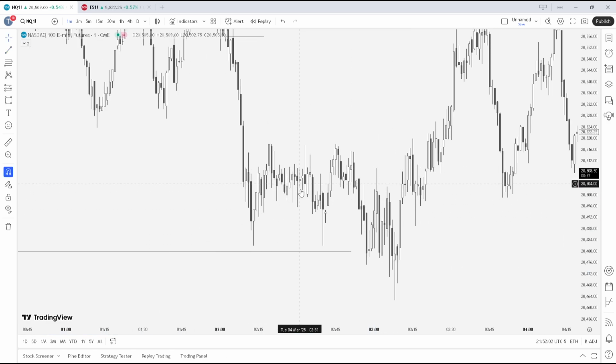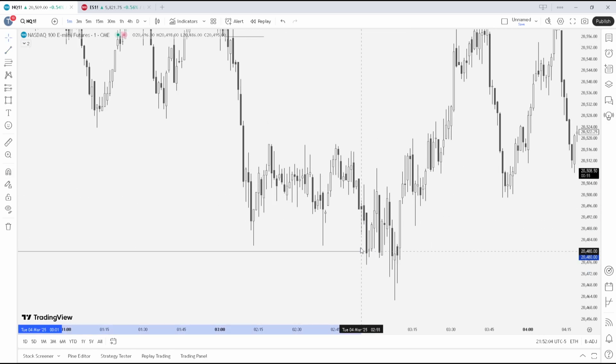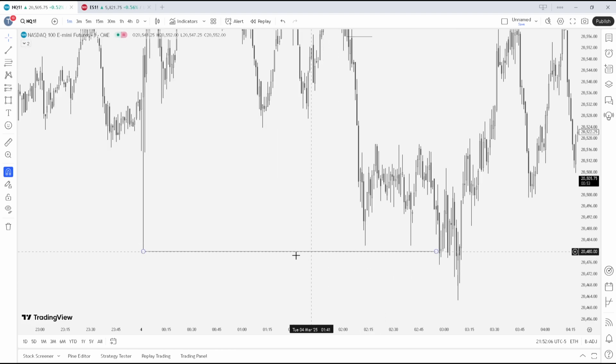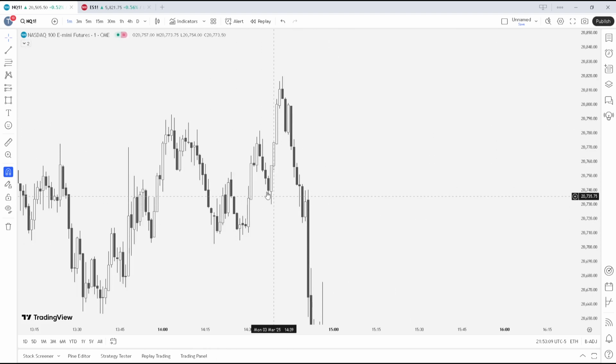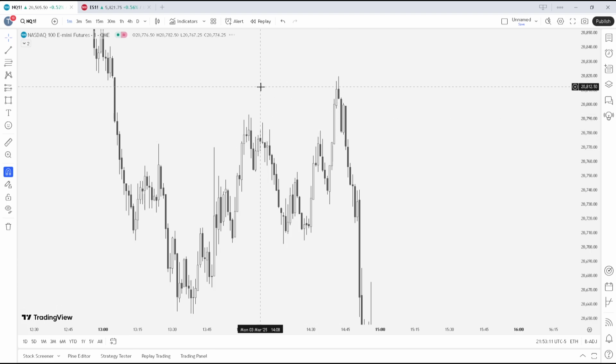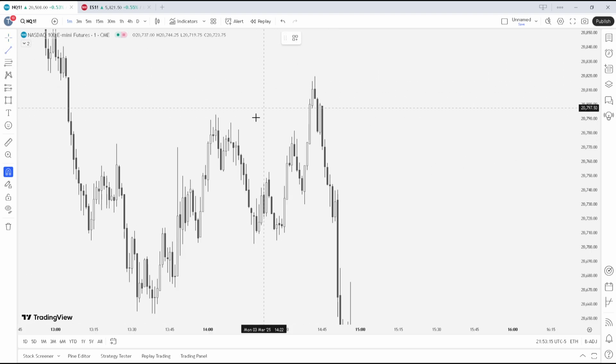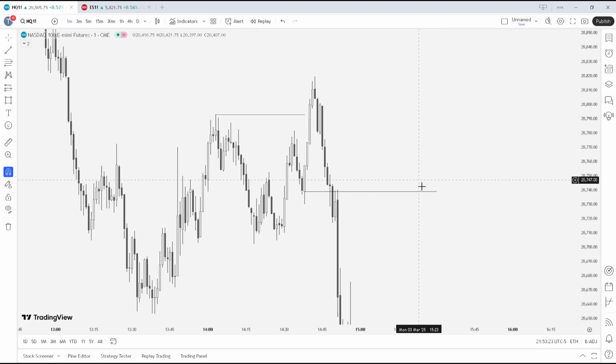So we get some chop around here, but then eventually we go down towards this liquidity pool right here. All right, so now I want to talk about high probability order blocks, or CISDs. Essentially, when you get a sweep of liquidity and then create an order block, this becomes a CISD, or a change in state of delivery.